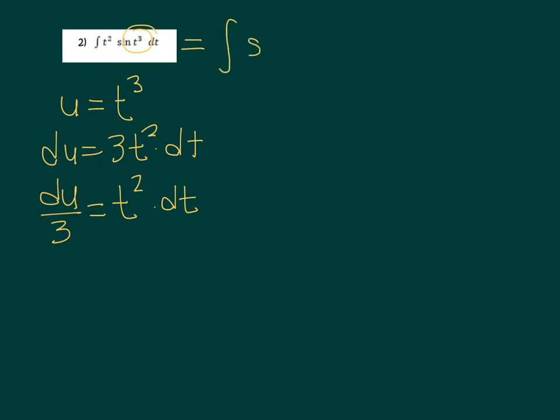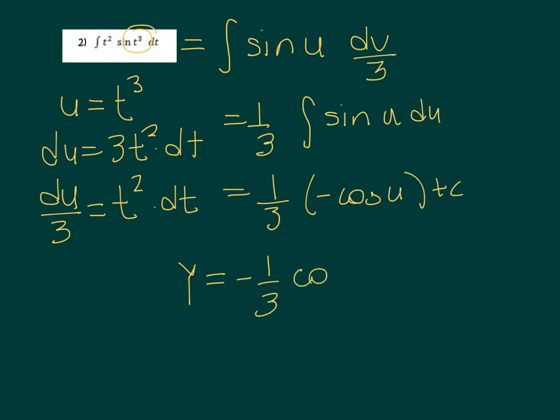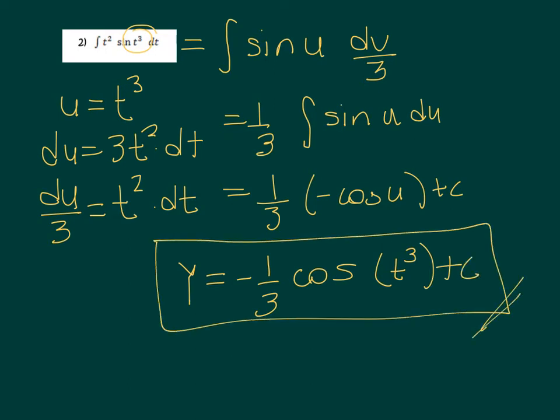So this will be the integral of sine of u times du over 3. Again, constant out of the integral sign, we have 1/3 of sine of u times du, and that will be 1/3 of negative cosine of u plus c. And substituting back and multiplying the constant times the negative sign, it will be negative 1/3 of cosine of t cubed plus c. So here you have our original function, our antiderivative, or our indefinite integral: negative 1/3 cosine of t cubed plus c.